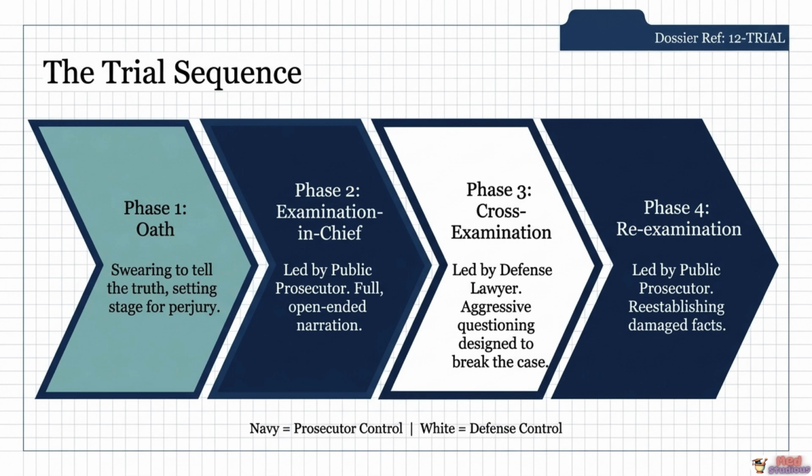Phase 4 is re-examination, led again by the public prosecutor. The purpose here is to rehabilitate any damage done to your testimony during cross-examination, clarifying ambiguities, restoring context, and reestablishing the scientific integrity of your findings. A thorough expert witness knows their report inside out before entering Phase 2.